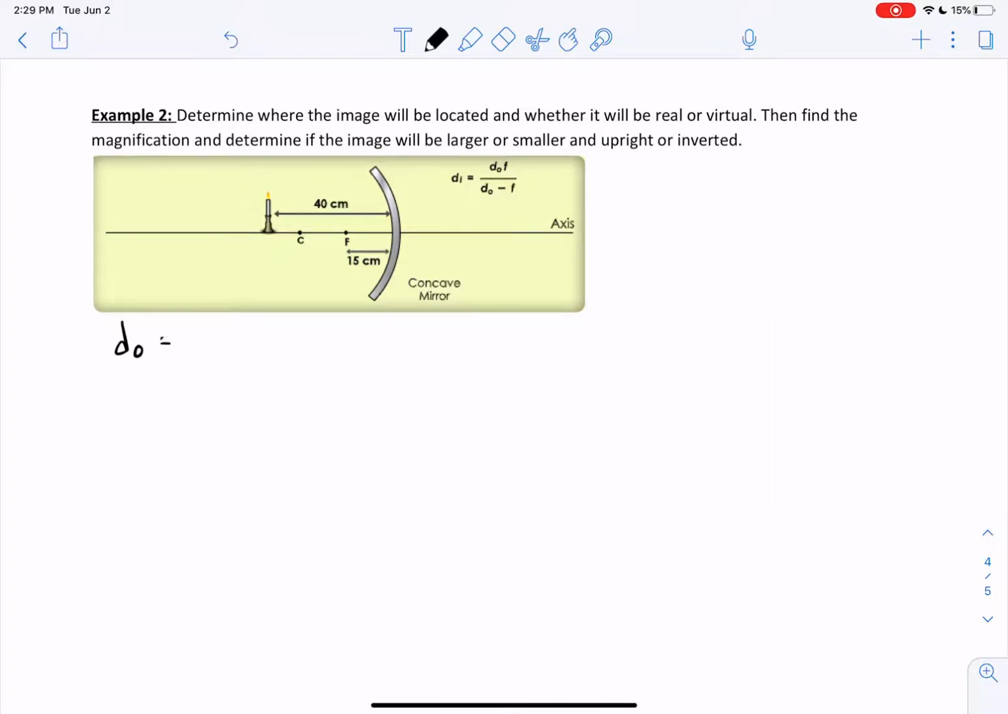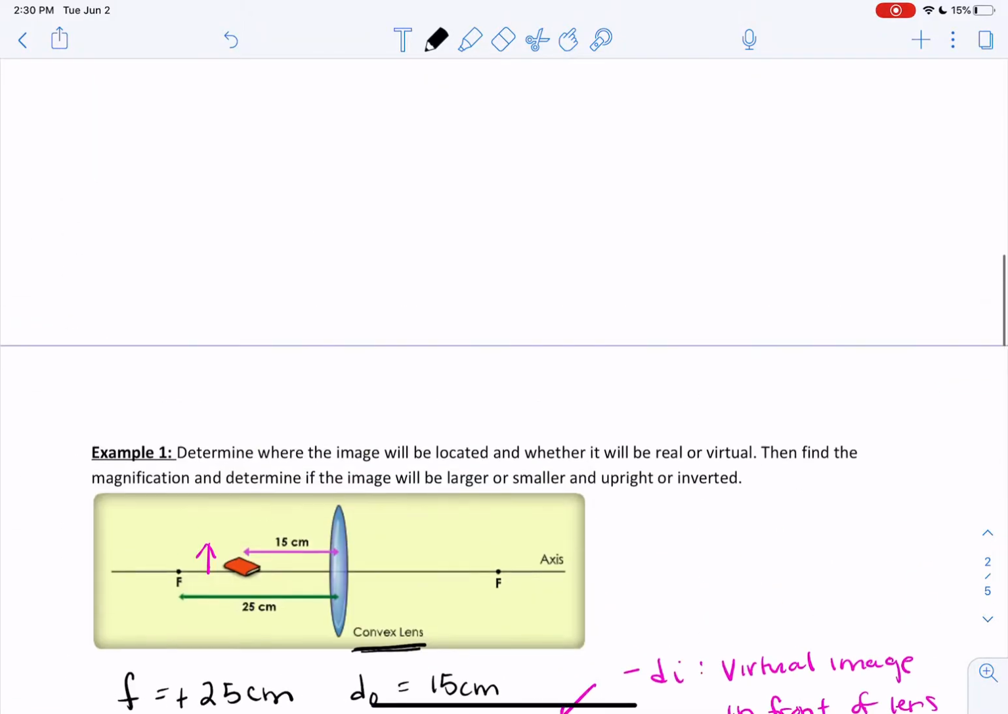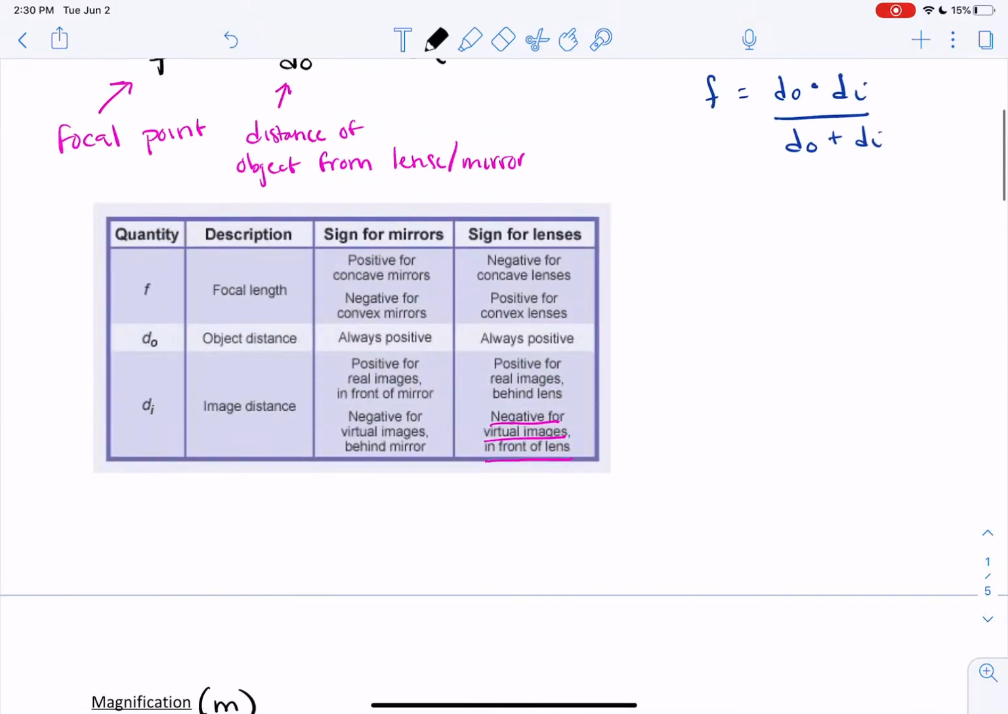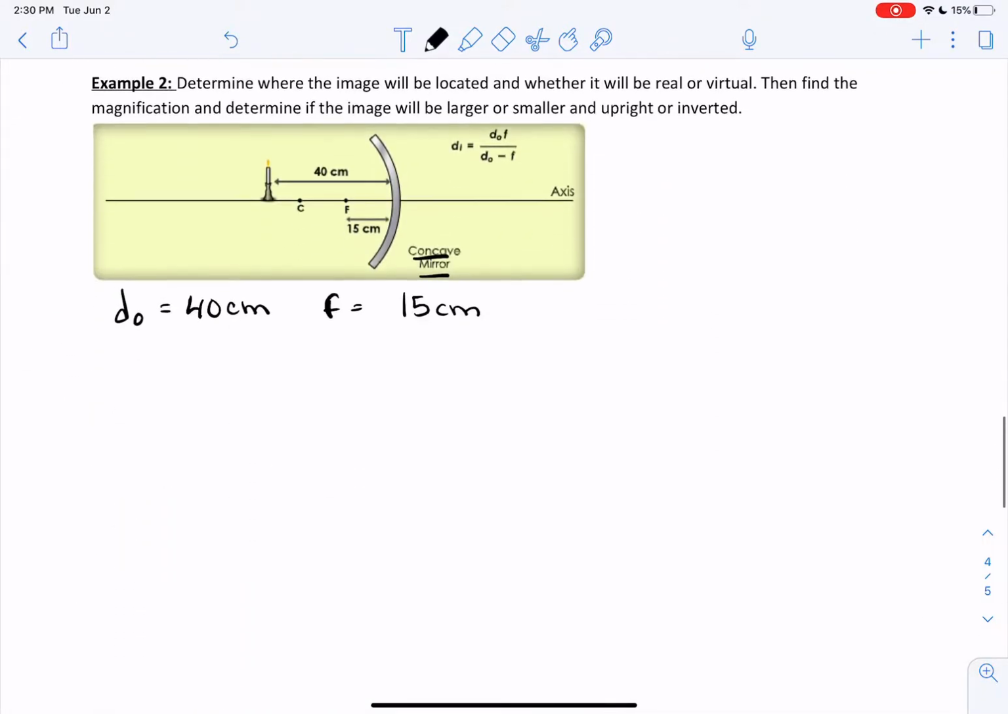with our DO. Our distance of our object is at 40 centimeters. And we know DO is always positive. Now, focal point is 15 centimeters. We have a concave mirror, so let's check our table to see if that's positive or negative. Okay, so we have a concave mirror, so that means F is going to be positive. So we're going to keep it as positive 15 centimeters.